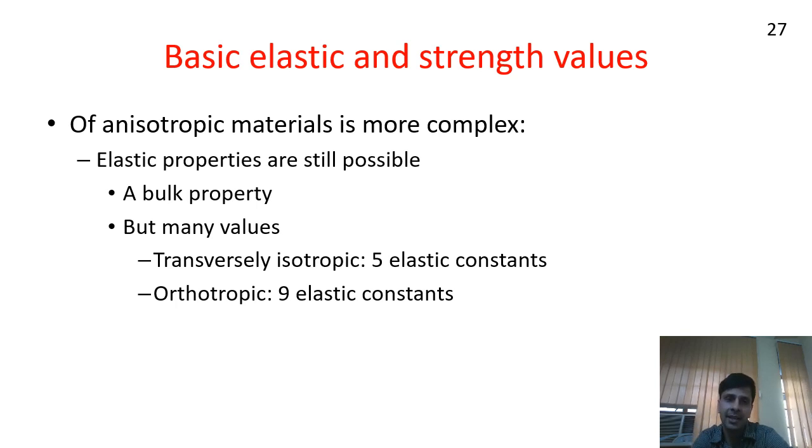Now anisotropic materials are much more complex. If you recall from our class, an anisotropic material can have as many as 21 elastic constants that you need to calculate, and the strengths will be even higher. Elastic properties of anisotropic materials are still possible to measure because stiffness is a bulk, average property. By doing 6 or 8 sets of tests, perhaps you could calculate them. But you have to keep in mind that the number of constants is high: if it is anisotropic, 21; transversely isotropic, 5; orthotropic, 9.